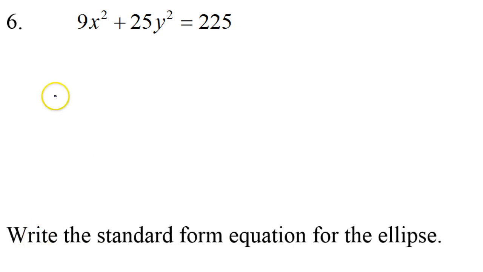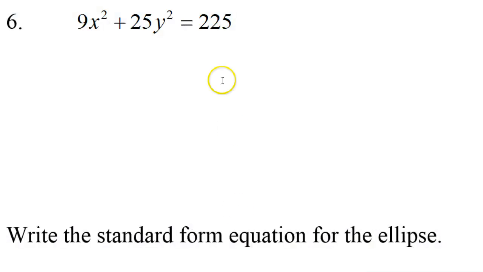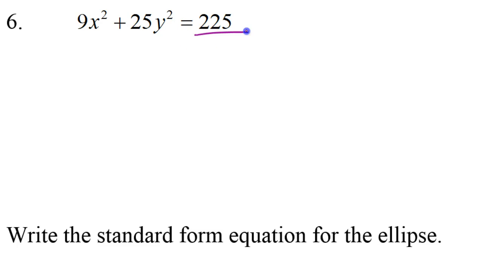Alright, for number 6, we are not given a graph. We are given an equation. This is not quite general form, but it's close to general form, and we just need to rewrite this in standard form. The main thing to keep in mind is that an ellipse always has a 1 here in standard form. It's always equal to 1. So I clearly must deal with this 225, and of course the way I could turn that into a 1 is by dividing by 225. So I will need to divide both sides of the equation by 225.